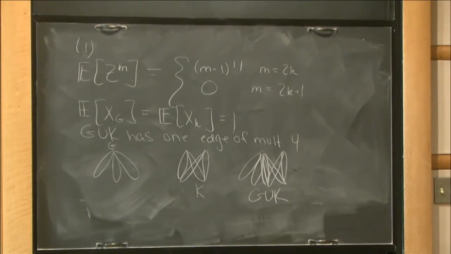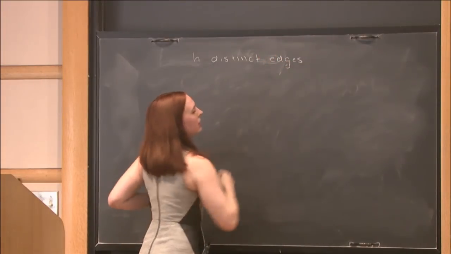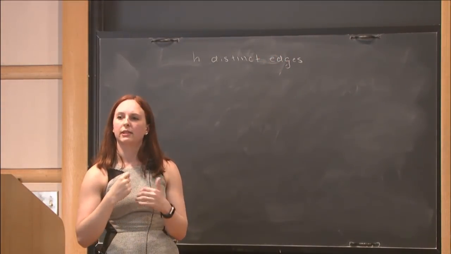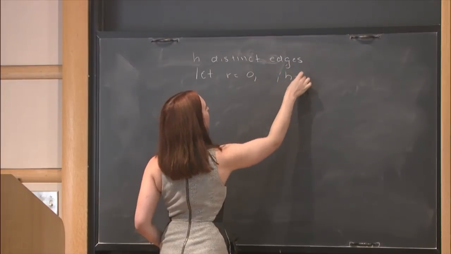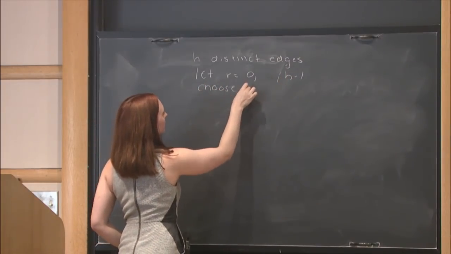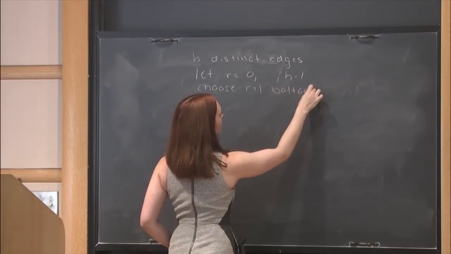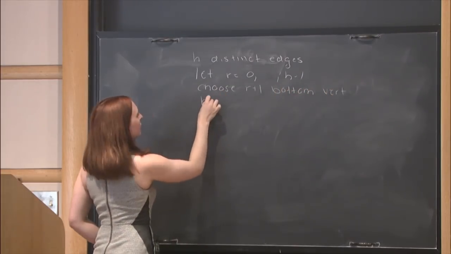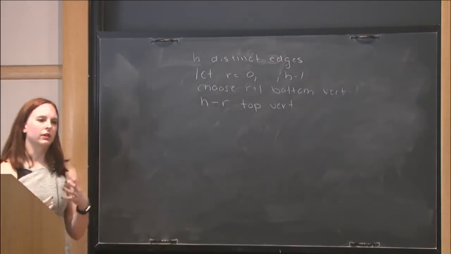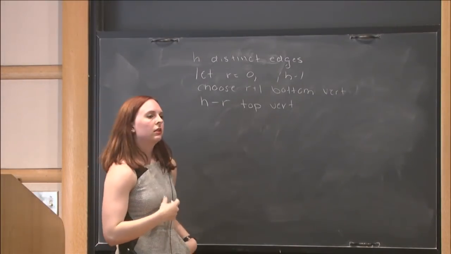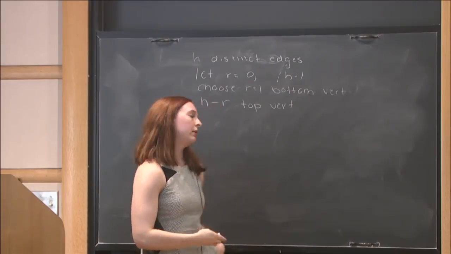So we have 2H edges to begin with. If I have only double edges, I have H distinct edges. Then I choose which vertices are going to be on top and how many on bottom. Okay. So if I take R from 0 up to H minus 1, I can choose R plus 1 bottom vertices, so the J's, and I'll have H minus R top vertices. If I have H distinct edges, I have H plus 1 distinct vertices total. Then we count up the number of isomorphism classes. Right?